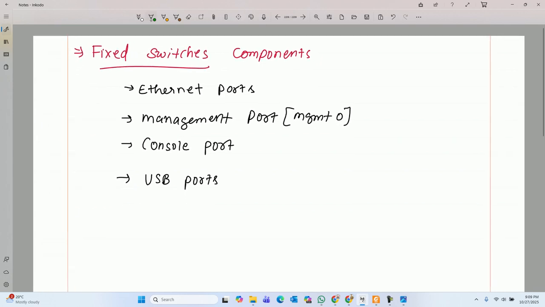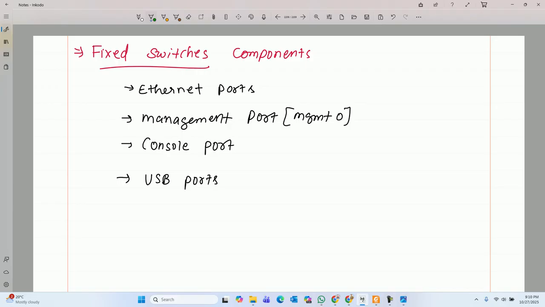USB port is used for image upgrades or configuration backup, guys. You can simply plug a USB drive into your Nexus switches. You can upgrade the switches using this USB drive, or you can take the configuration backup to this USB drive.